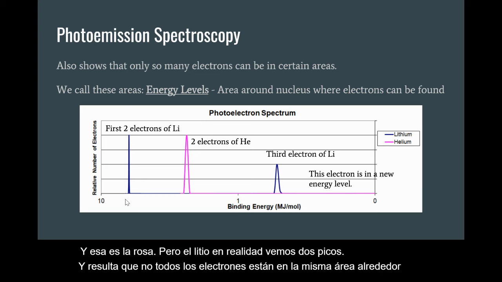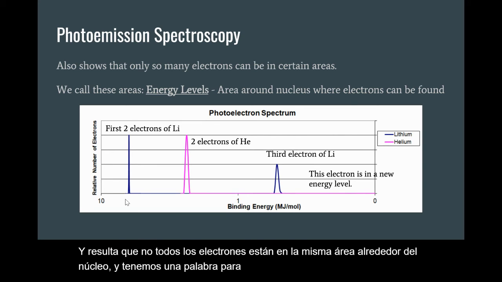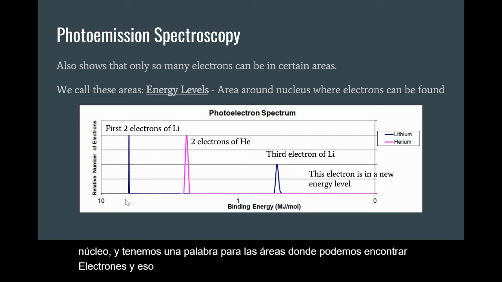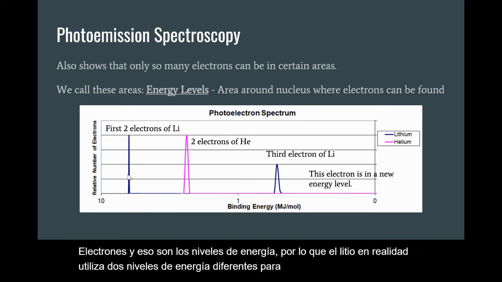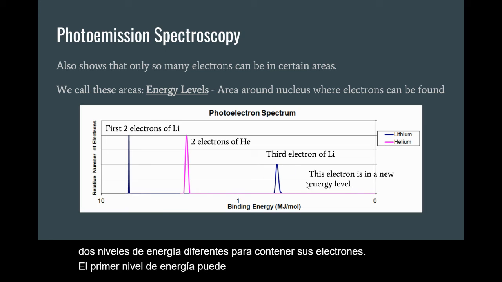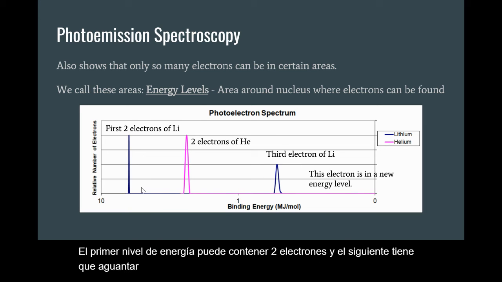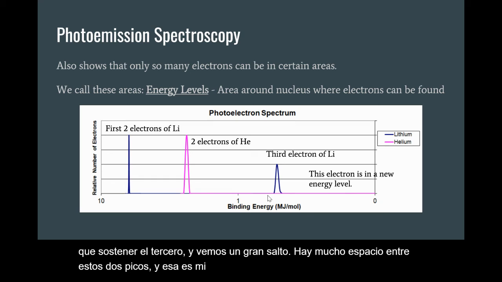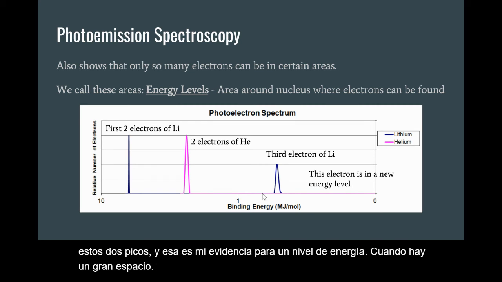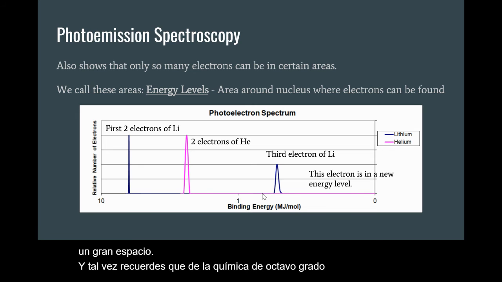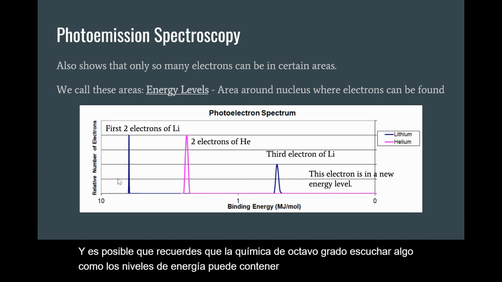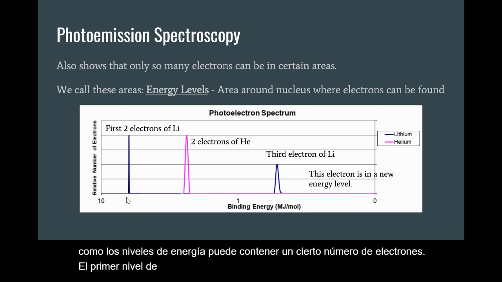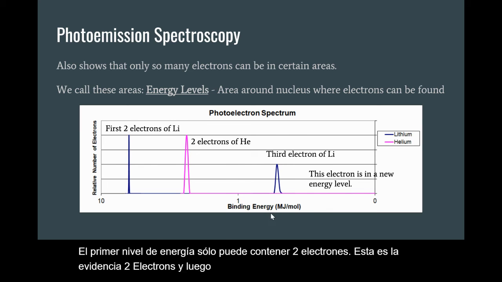And we have a word for the areas where we can find electrons, and that is energy levels. And so lithium actually uses 2 different energy levels to hold its electrons. The first energy level can hold 2 electrons, and the next one has to hold the third one. And we see a big jump. There's a lot of space between these 2 peaks, and that's my evidence for an energy level: when there's a big space. And you might remember from 8th grade chemistry hearing something like energy levels can hold a certain number of electrons. The first energy level can only hold 2 electrons. This is that evidence, 2 electrons, and then the third electron has to go into a new energy level.